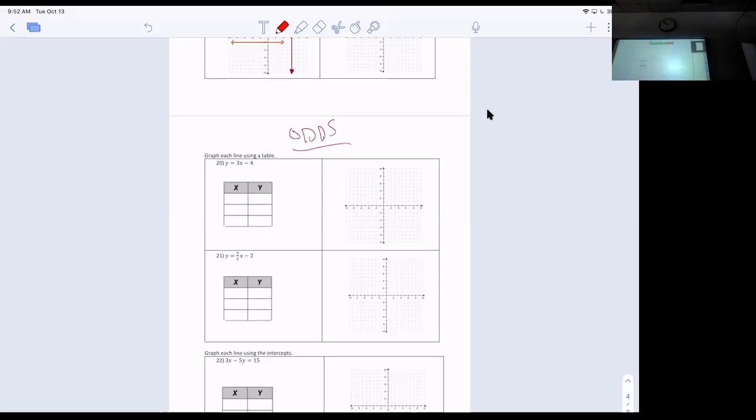If you forgot how to find the slope, go back to your notes from last week and look up how to find the slope. If you forgot how to do the X and Y intercept, look at your notes from last week and how to find the X and Y intercept. Is everybody with me? Any questions?